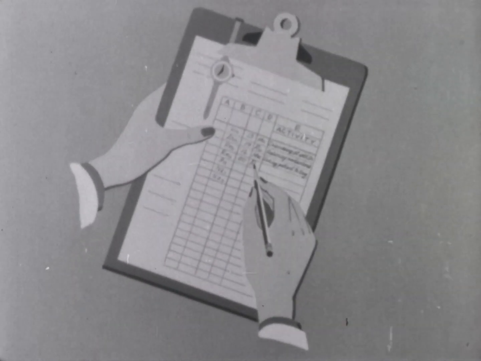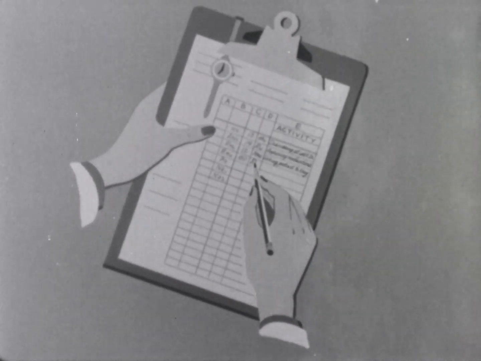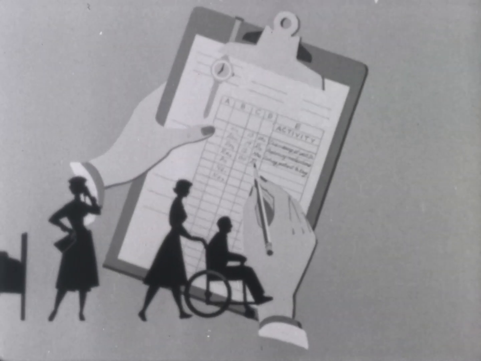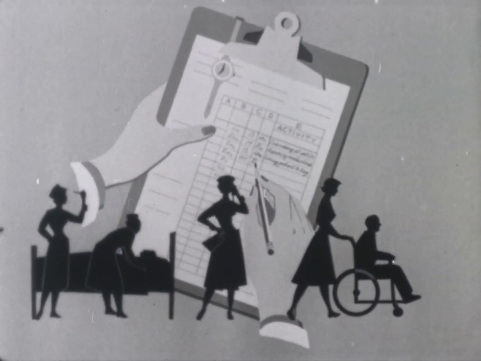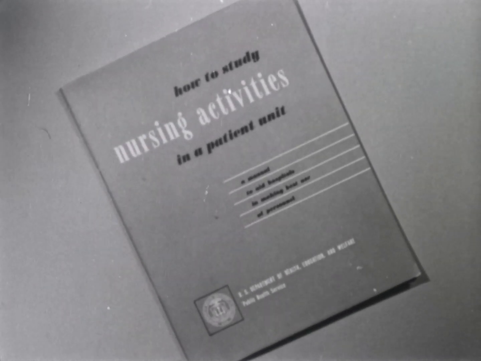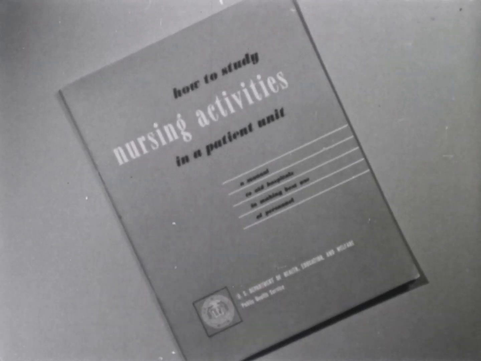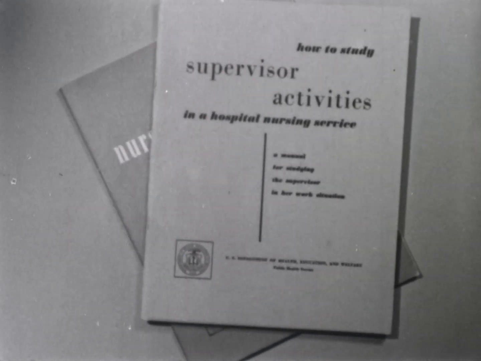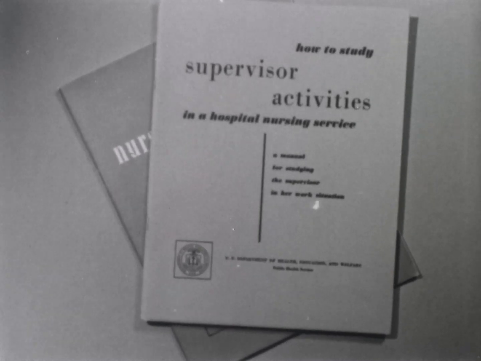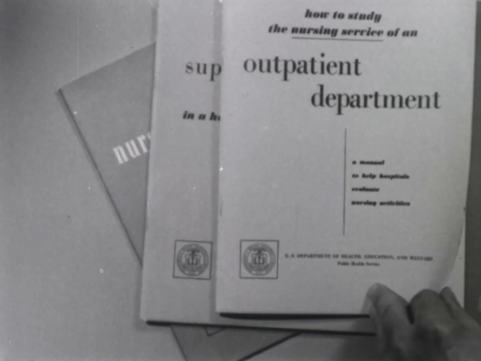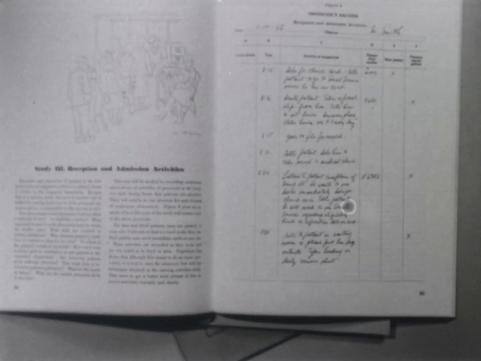This film is to show how to record and code observations of nursing personnel activities in hospitals. The technique is described in recent studies developed by the Public Health Service. The study method has been published in the manual, How to Study Nursing Activities in a Patient Unit. Other manuals, How to Study Supervisor Activities in a Hospital Nursing Service, and How to Study the Nursing Service of an Outpatient Department, describe adaptations of this method of observation.